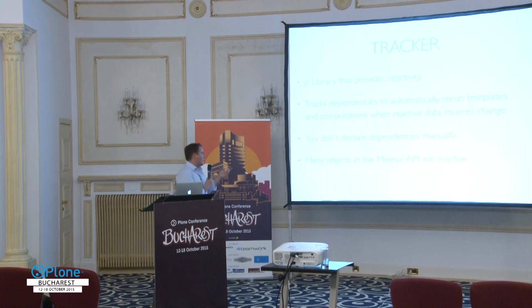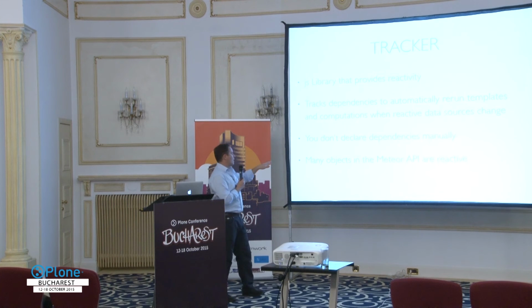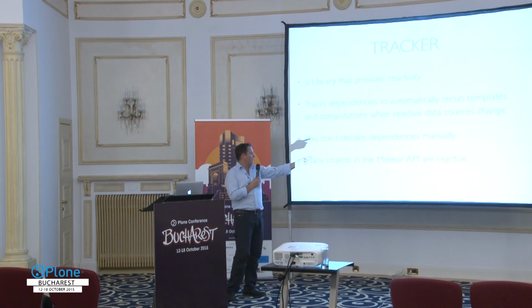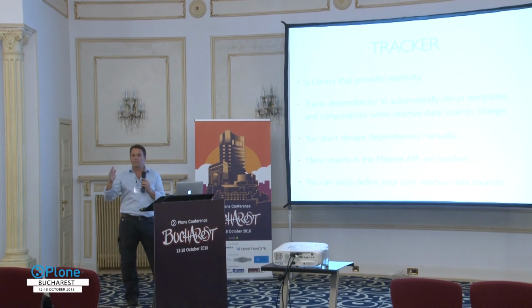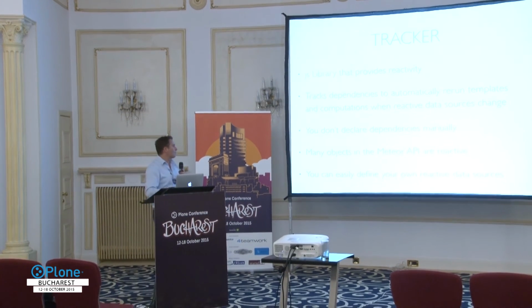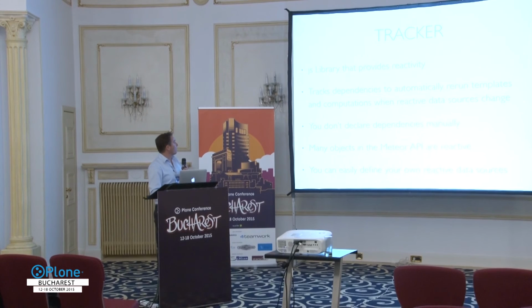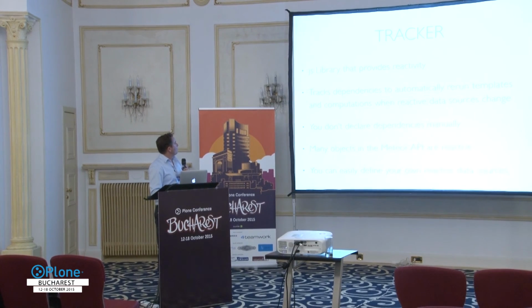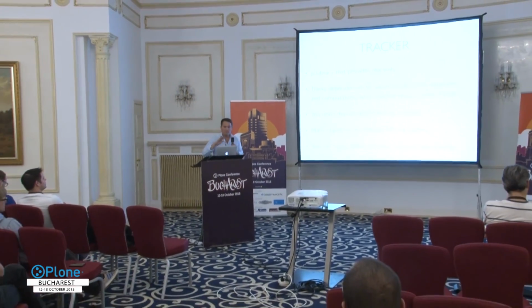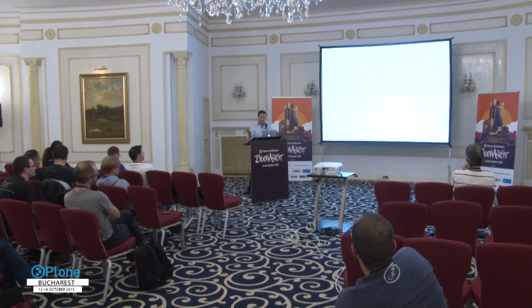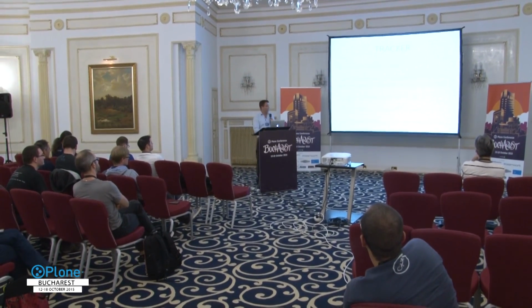The Meteor API defines a whole bunch of objects that you're going to use all the time as reactive by default, but you can define your own reactive data source. Not every variable in JavaScript in Meteor code is reactive, but you can make them reactive. Tracker is a very small library, and it's standalone. It doesn't depend on Meteor in any way, so it can be used in any other JavaScript application.